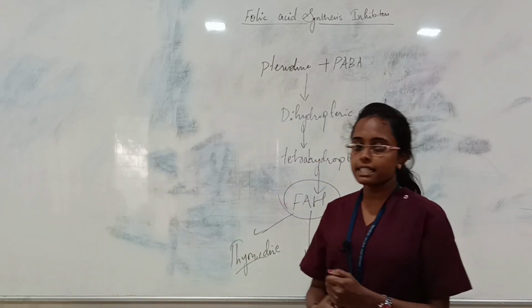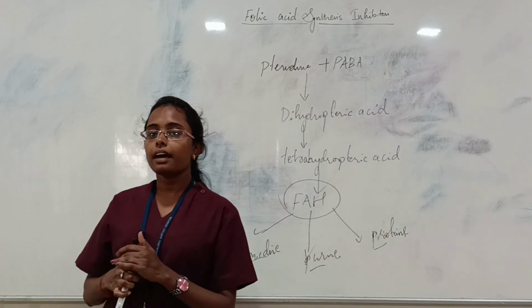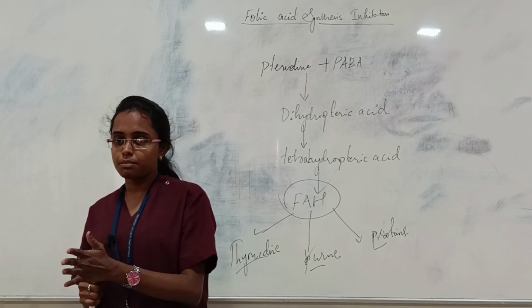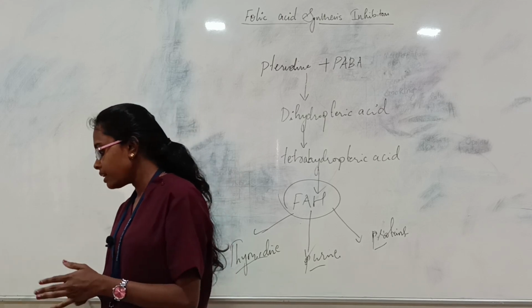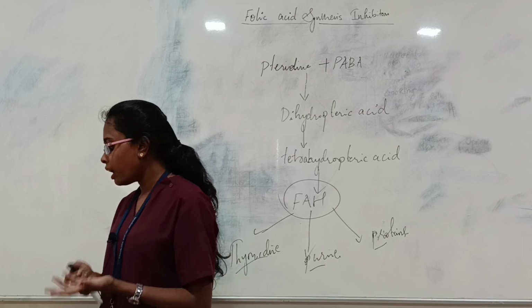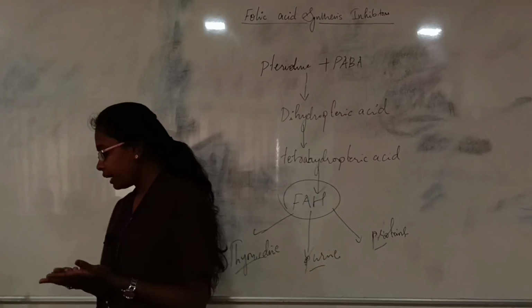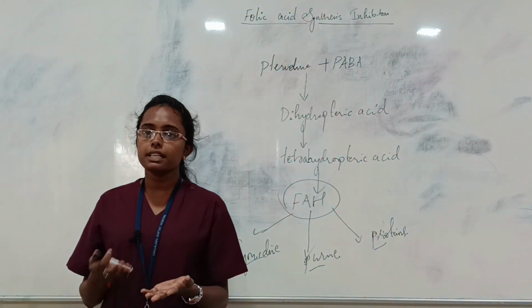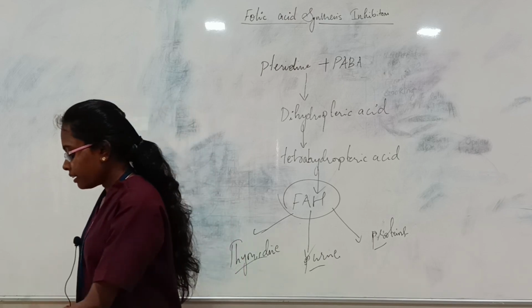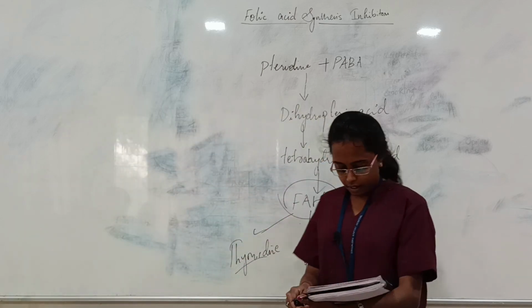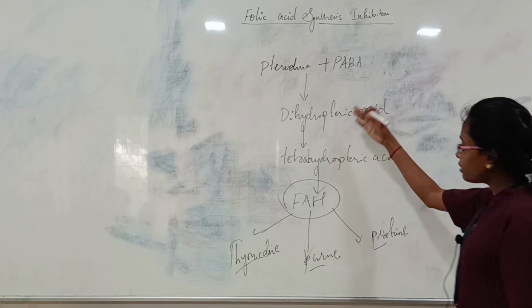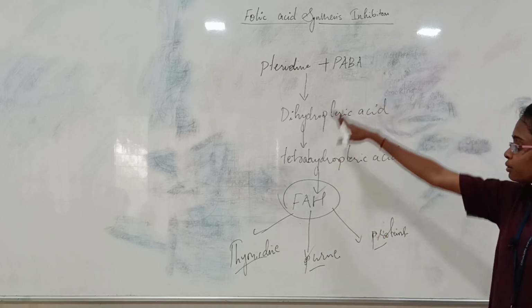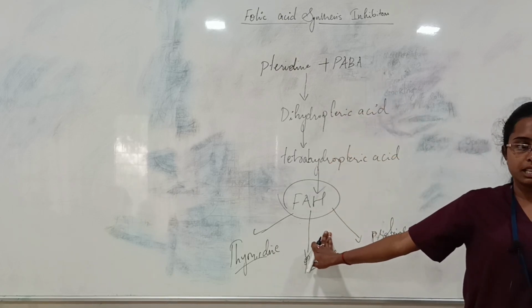Now, folic acid enzymes, not folic acid, enzymes are necessary for the synthesis of amino acids. So, hence necessary for bacterial protein synthesis. So, from pteridine and PABA to get converted into folic acid, we need enzymes.